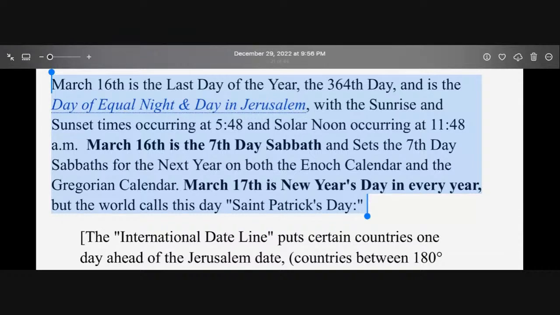This has been around for quite some time, and people have been screaming for a while that no, it doesn't start on the sliver moon. No, it doesn't start on the equinox, the day of equal night. It starts on the equilux. We are children of the day and not children of the night. So we will start our year on March 17th. The day of equal parts is March 16th.